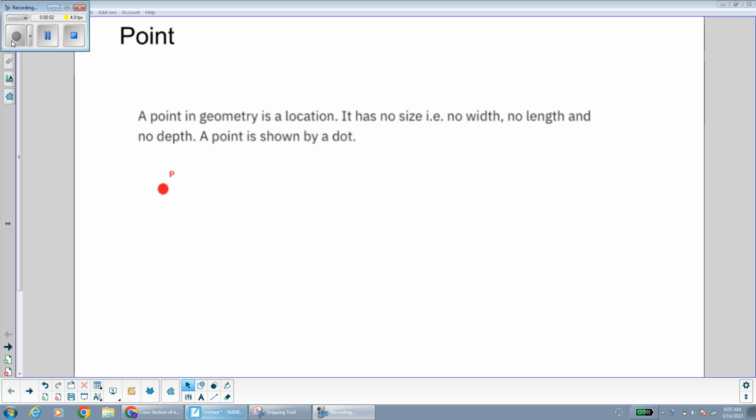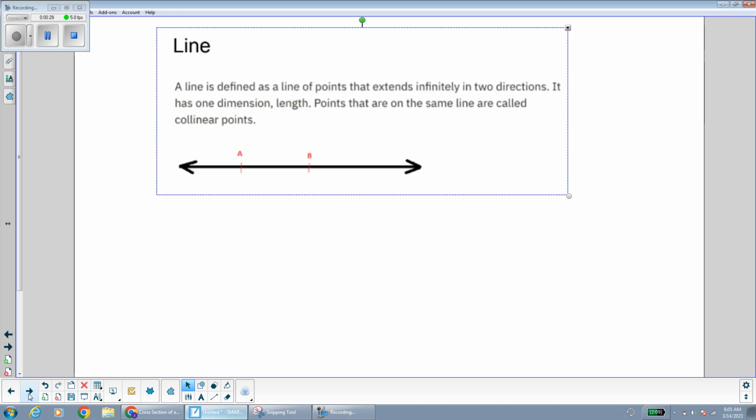Everybody, in this video, we're going to start talking about three-dimensional solids. But before we talk about three-dimensional solids, let's start at the beginning with a zero-dimensional object, one of our basic building blocks of geometry. So a point is shown below, and by now you all know what a point is. It has no size, no width, no length, and no depth, so we call it 0D.